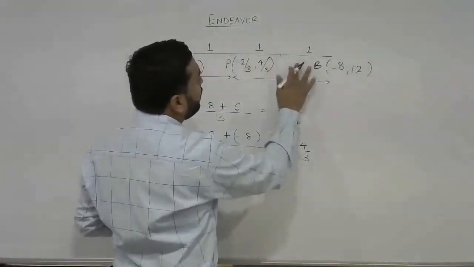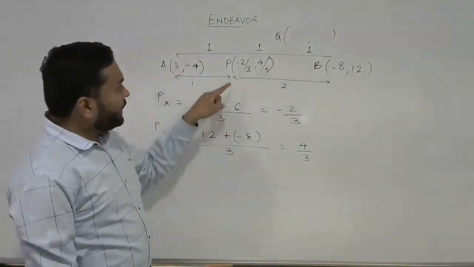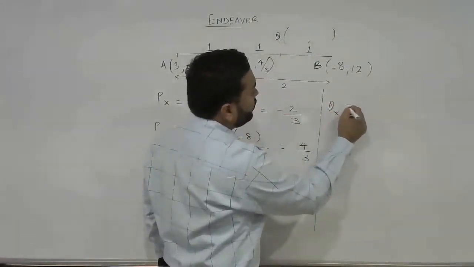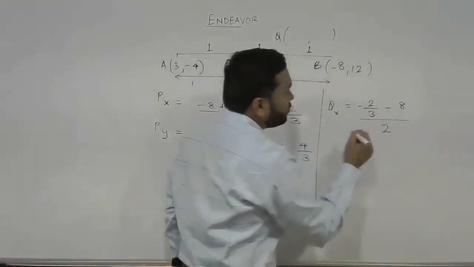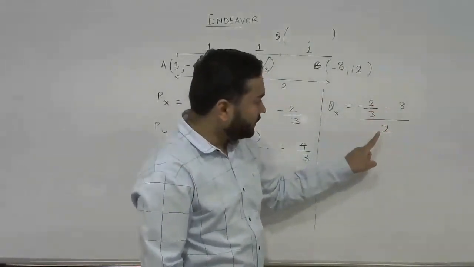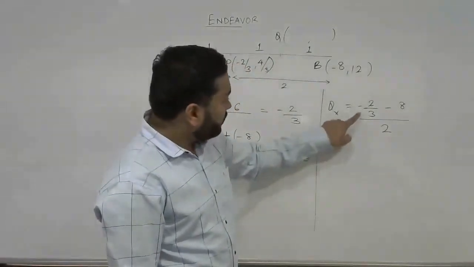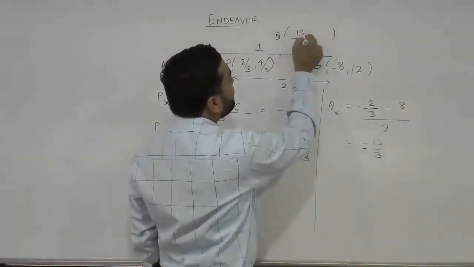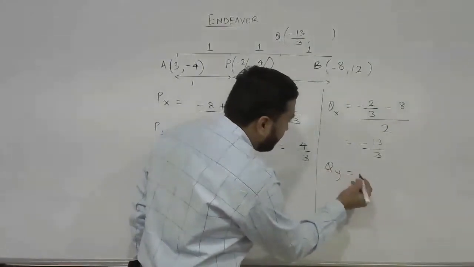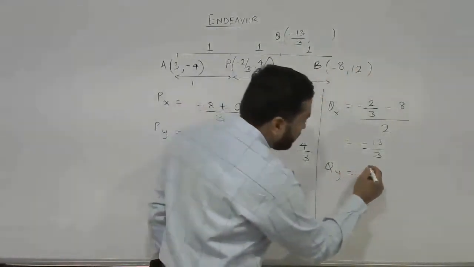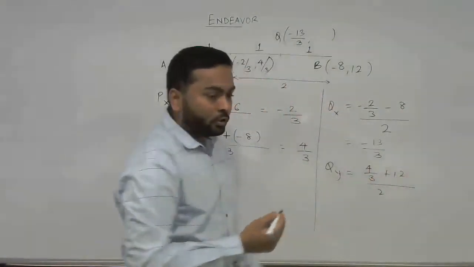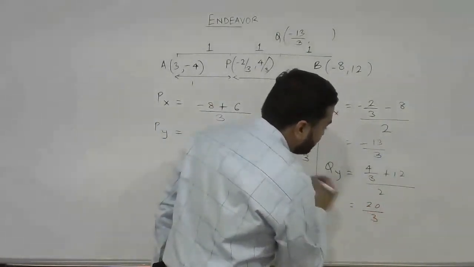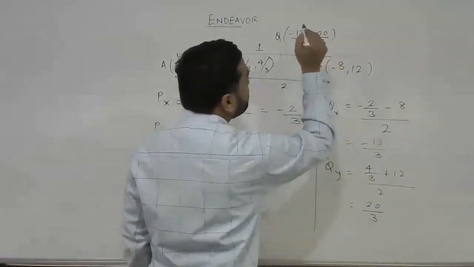So if I have to find the coordinates of Q, the x coordinate of Q is minus 2 by 3 minus 8, divided by 2. So that is minus 24 minus 2, which is minus 26, minus 26 by 3 divided by 2. So this will be nothing but minus 13 by 3. So the x coordinate is minus 13 by 3. And now let us find the y coordinate. So the y coordinate would be 4 by 3 plus 12, upon 2. So that is 4 plus 36, which is 40, divided by 3 divided by 2. So that is nothing but 20 by 3. So the y coordinate will be 20 by 3.